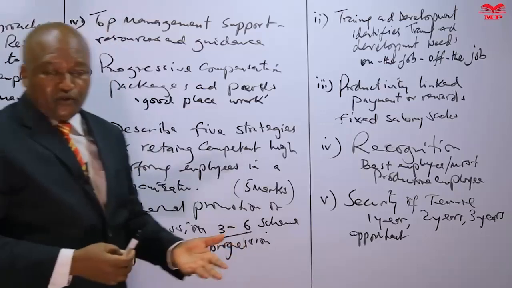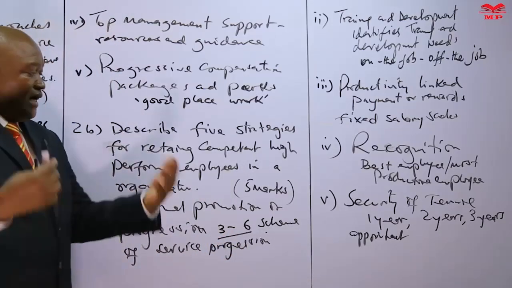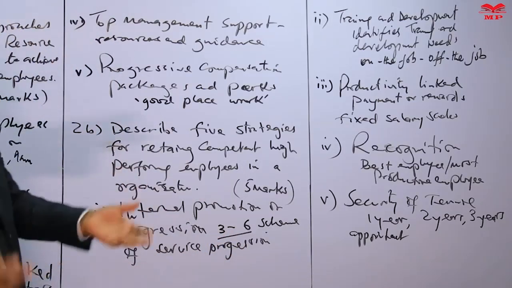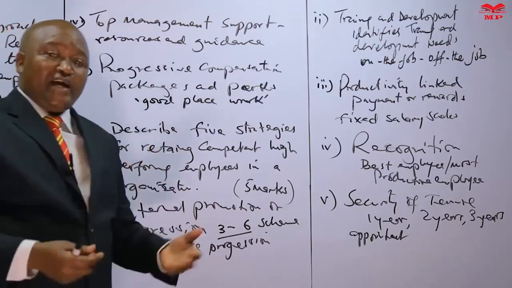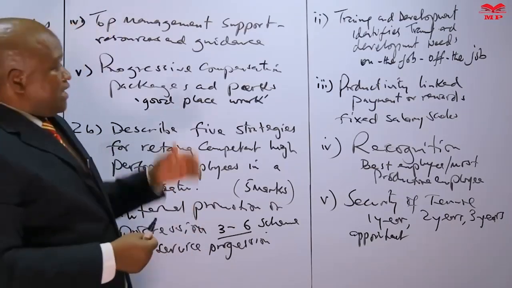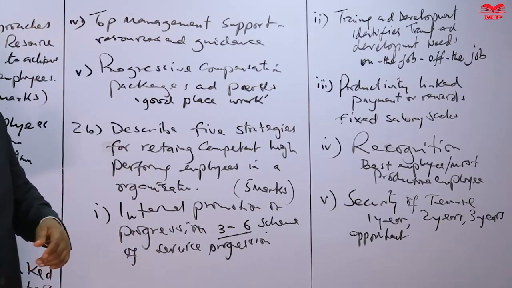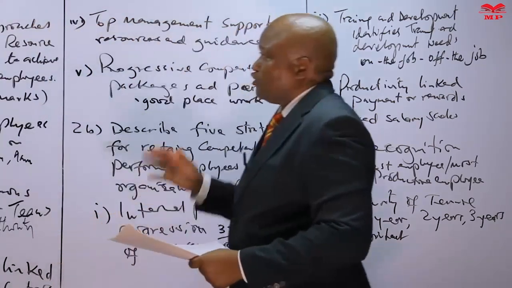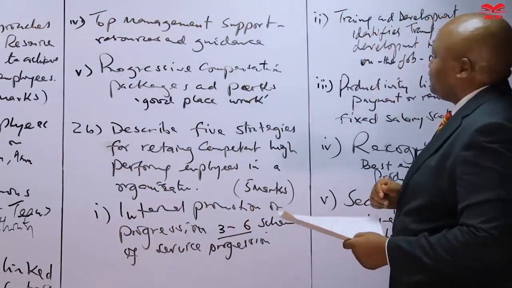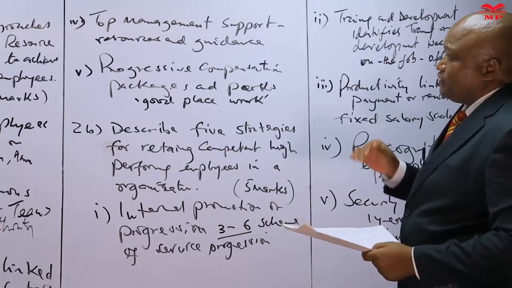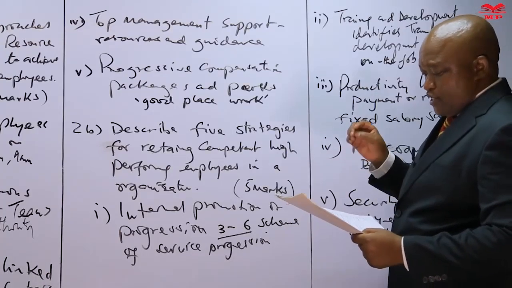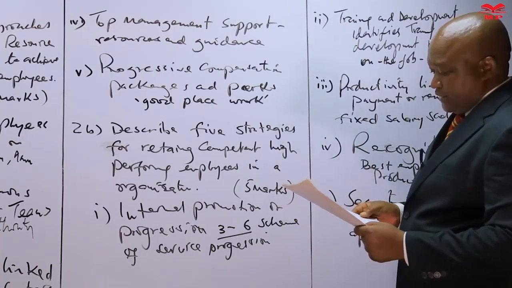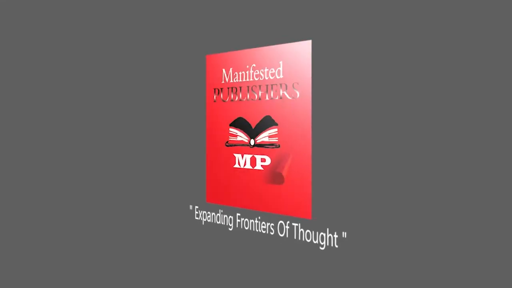There could be other methods that can be used, for example, allowing employees discretion, allowing employees creativity, providing budgets for research, among others. But these are some of the examples that we could provide in terms of responses to this question 2B for the Human Resource Management paper for November 2016.